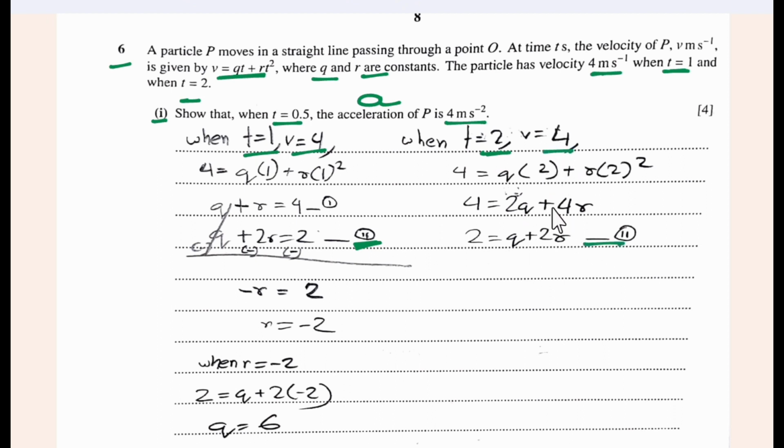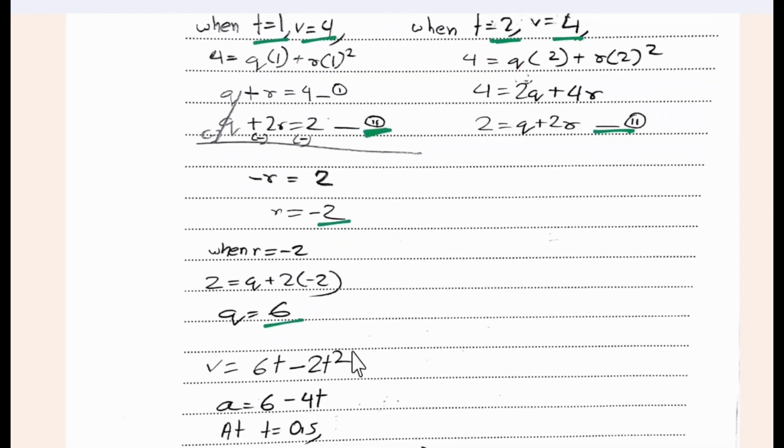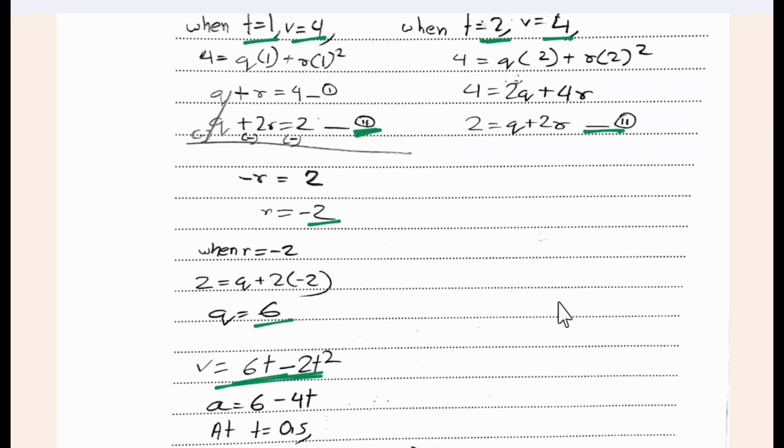find the second expression. Then we just solve them simultaneously to find the value of r, that is -2, and the value of q, that is 6. So we just substitute the values in the expression for velocity to find the equation for velocity. And we know the expression for velocity.